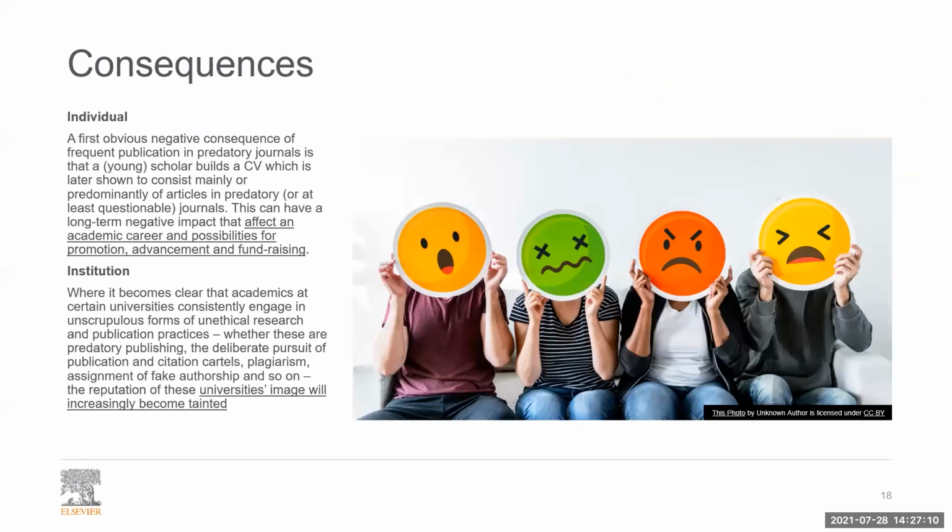Right, so looking at the consequences. The first obvious negative consequence of predatory journals is that a young scholar, if you are not vigilant and you do publish in predatory journals, builds up over time a CV which is shown to be consistent with predominantly articles in predatory journals that are questionable.